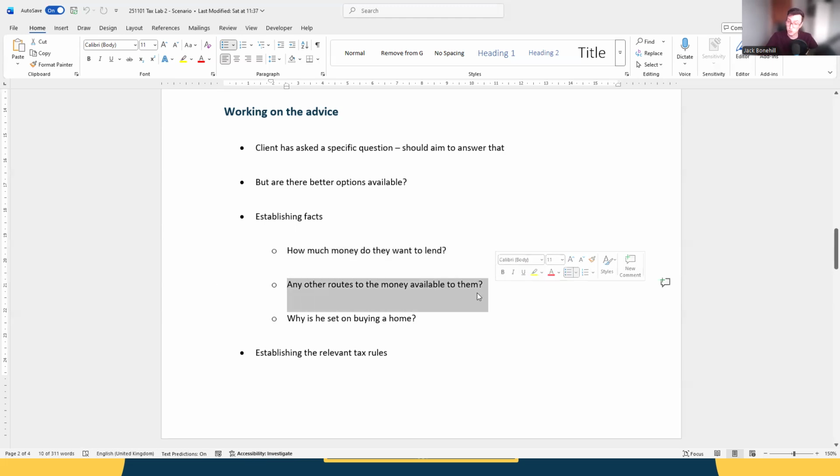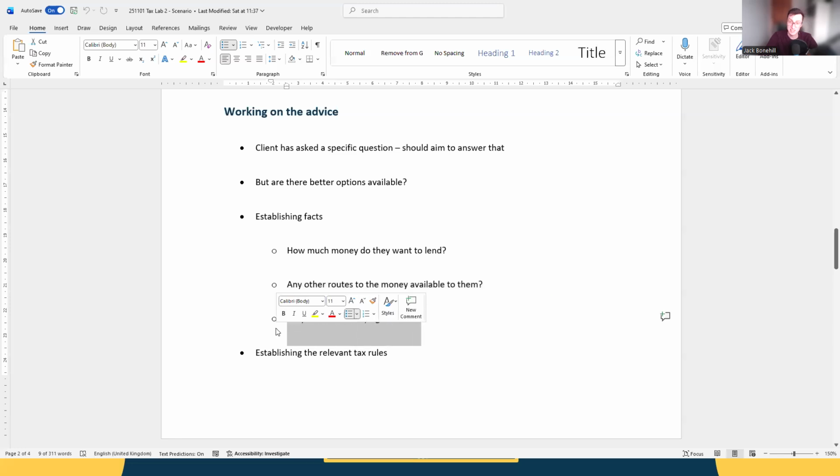And thinking, could we ask them, are there any other routes that they know of where the money could be available to them? And then thirdly, why is he so set on buying a house? There's an 18-month period where he's going to get access to his money from the divorce. So could he wait 18 months before buying the house? And could he live somewhere else in the meantime?